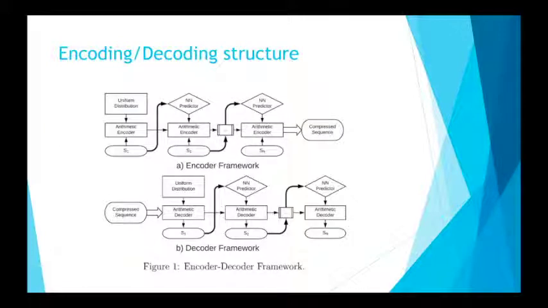Next, we introduce the encoder and decoder framework. For the encoder framework, as shown on the top, we start with a uniform distribution and throw it into the arithmetic encoder, and then given the text, we encode the text. After encoding, we put it in the neural network predictor. Using the neural network predictor, we can learn the distribution of text, and using a recurrent neural architecture, we can proceed with the next encoding part.